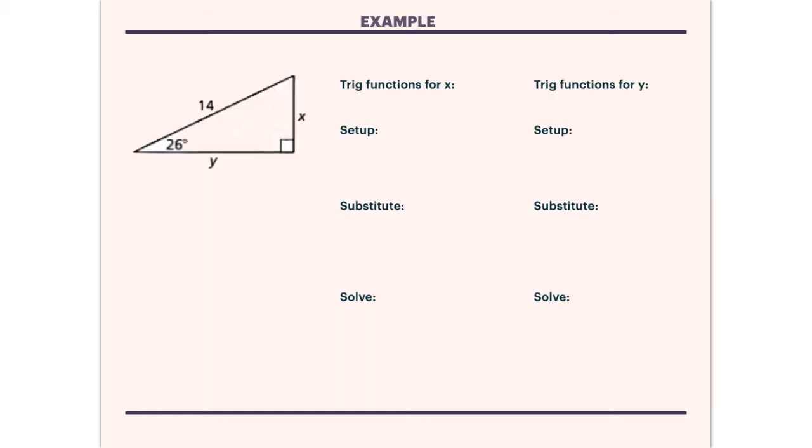So let's get right to an example. You're given a triangle here. You want to identify a couple of things. First of all, we know it's a right triangle. We've got our hypotenuse right over here. Here's the angle they told us, the 26.